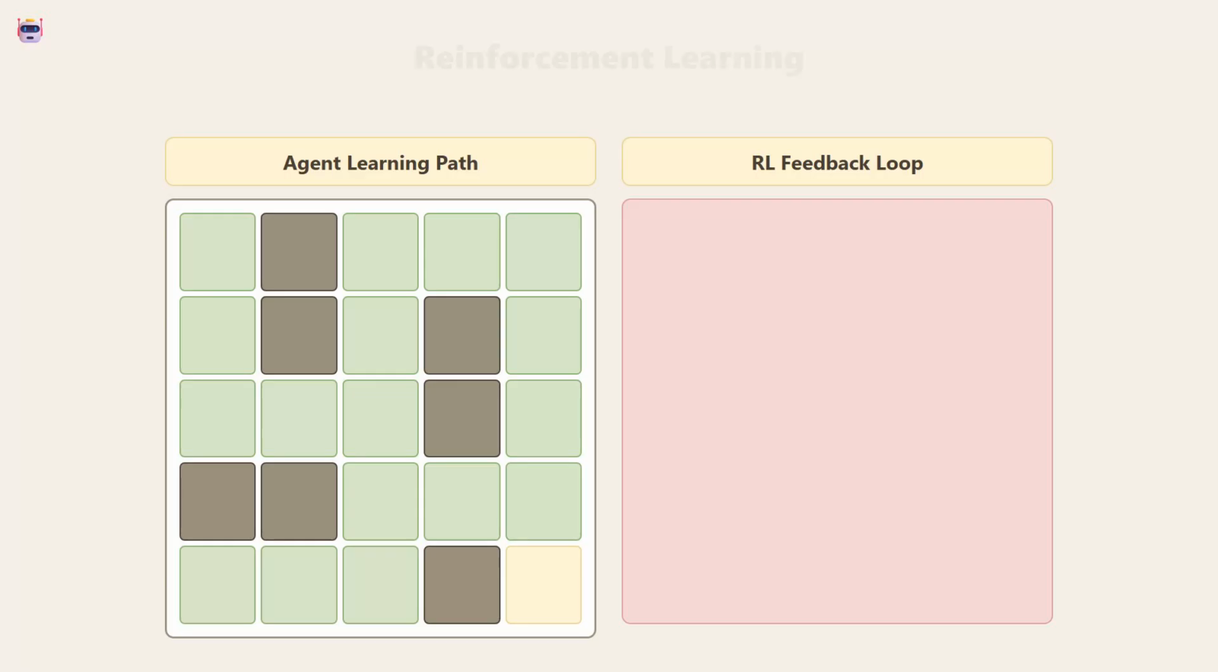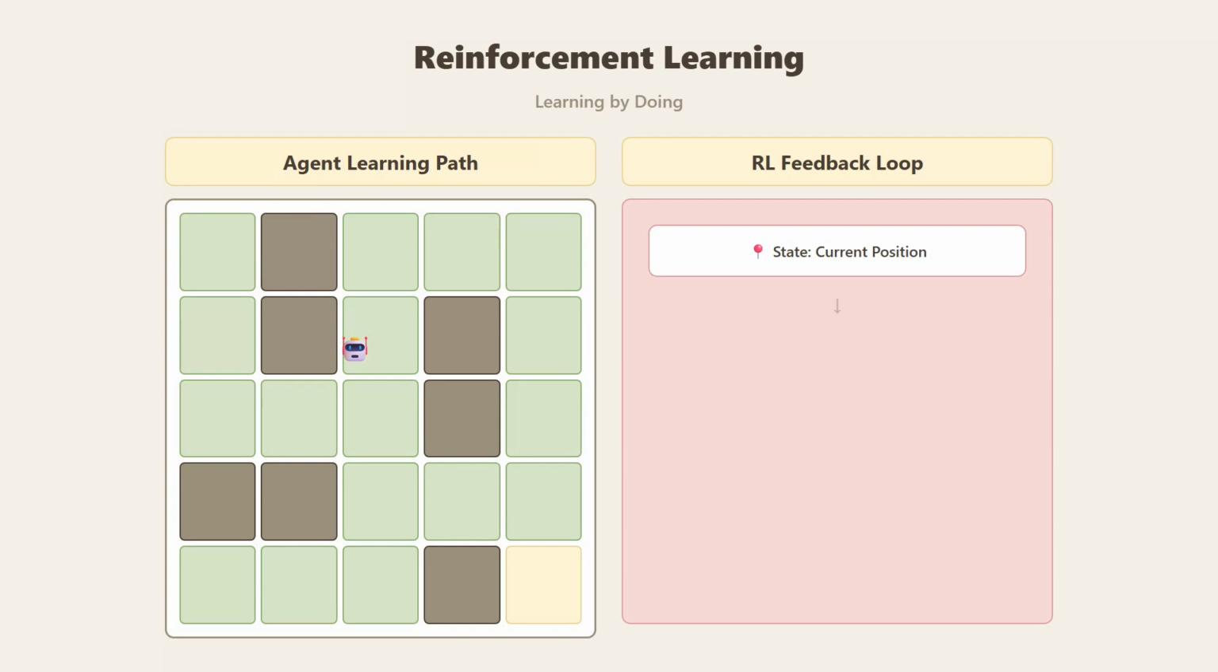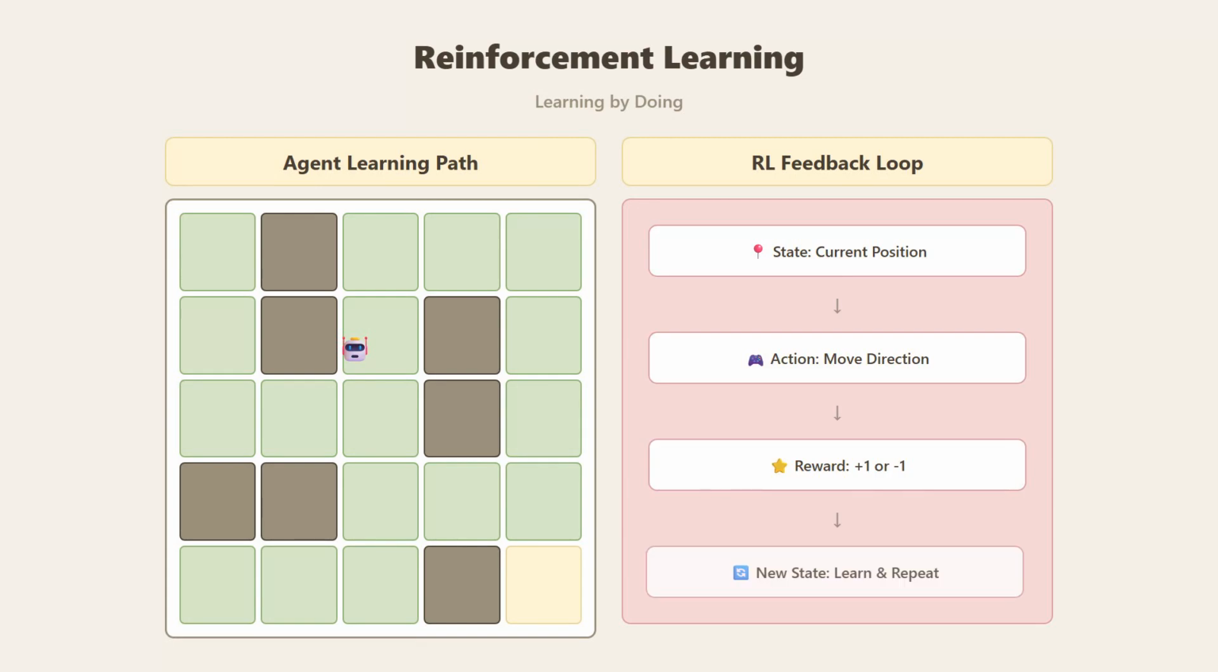Reinforcement learning is perhaps the most exciting and dynamic form of machine learning because it learns through interaction and experience. Instead of learning from a static dataset, an agent actively explores an environment, taking actions and observing the consequences. Think about how you learn to ride a bike. Nobody gave you a labeled dataset of correct and incorrect movements. You tried, you fell, you adjusted, and eventually you succeeded. That's reinforcement learning in action.